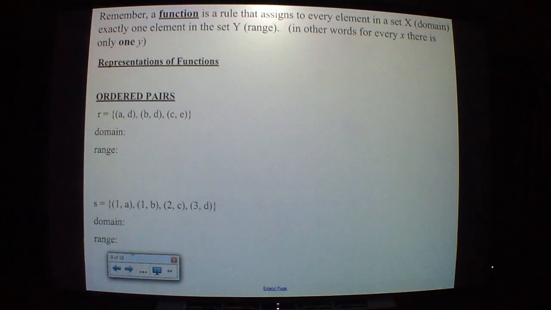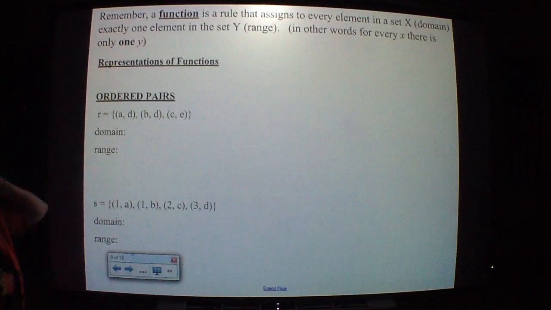Functions. We can represent them as ordered pairs. We can represent them as tables, graphs, equations. There's so many ways to look at functions. One way is the ordered pair. And remember, a function for one x, there's only one y.